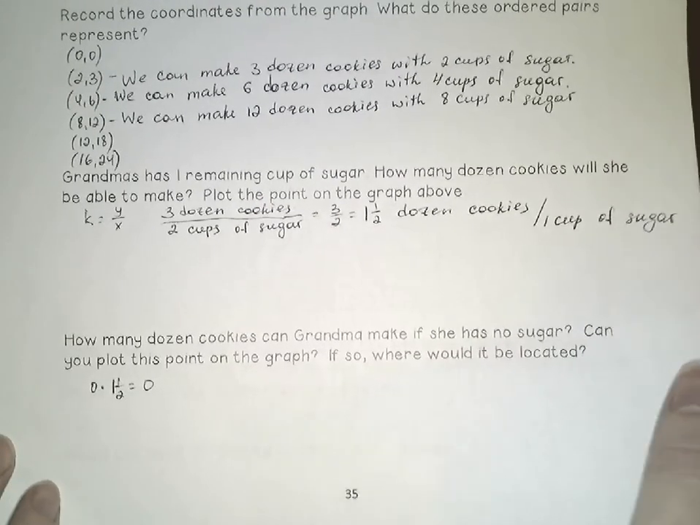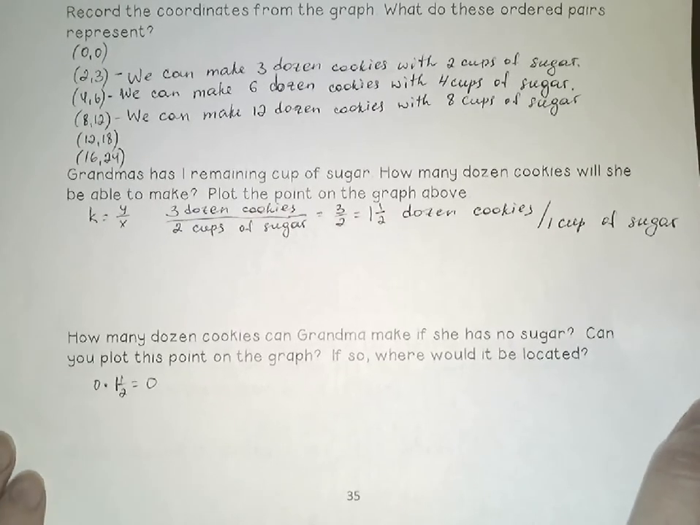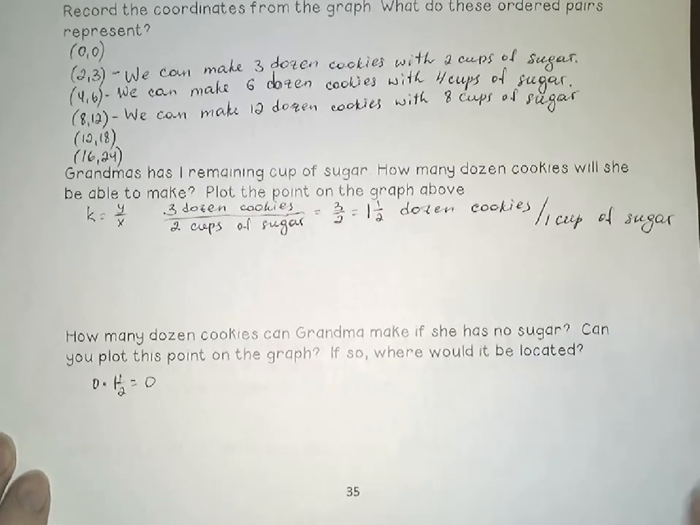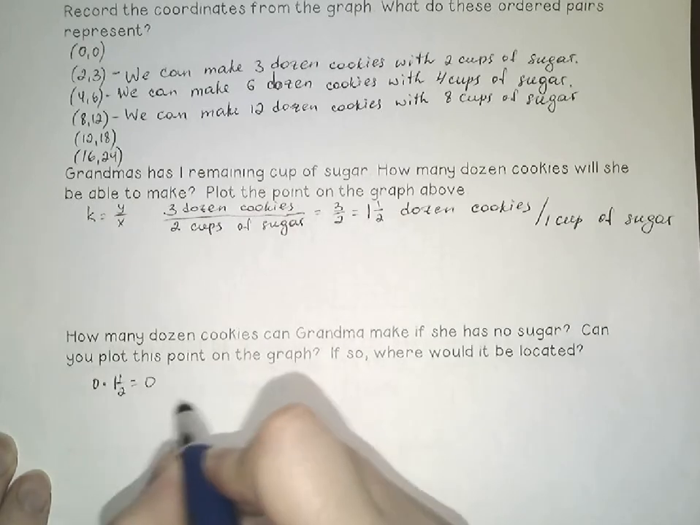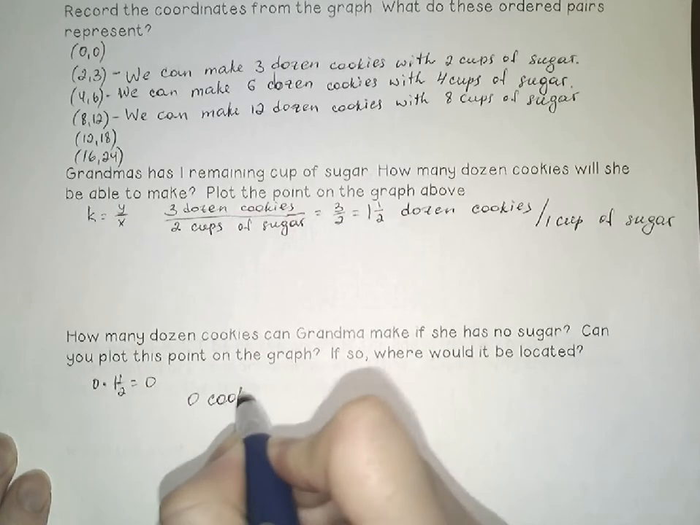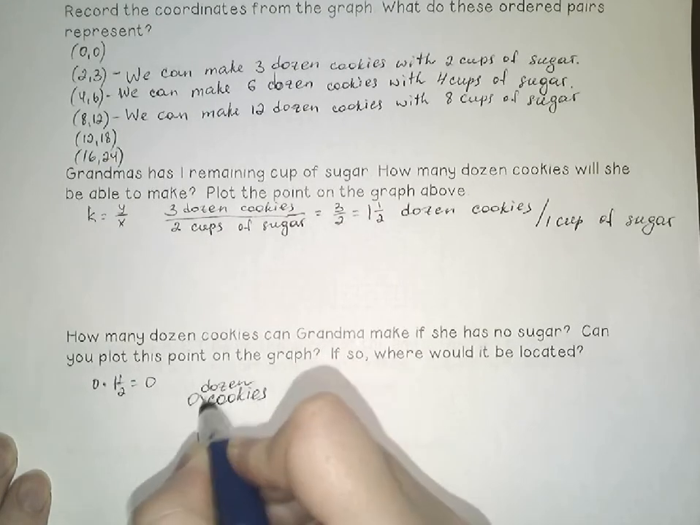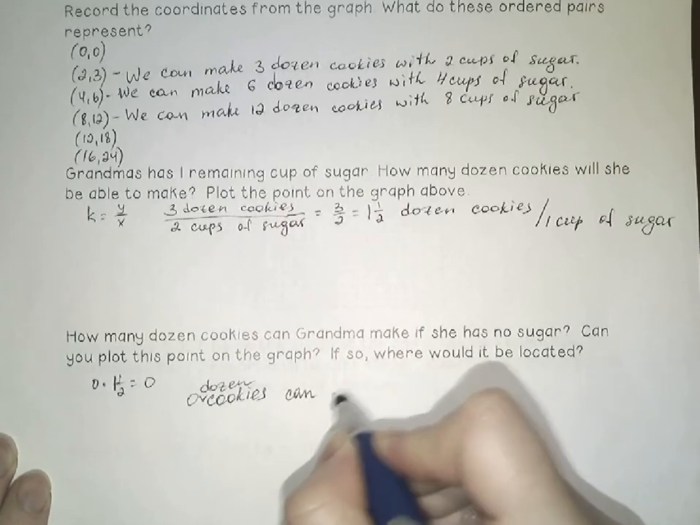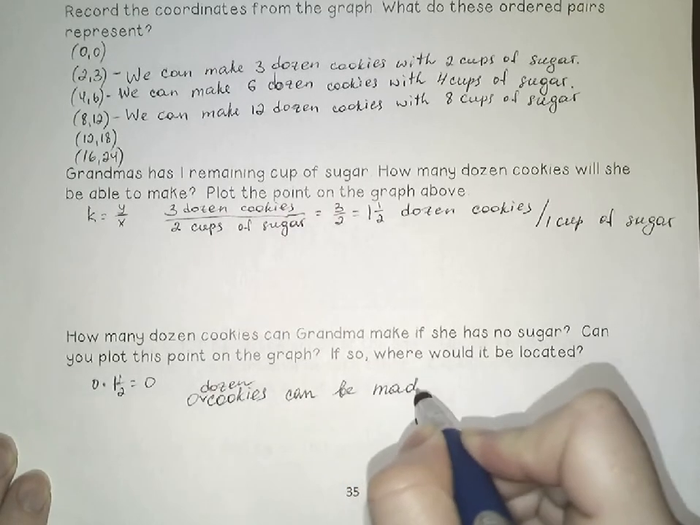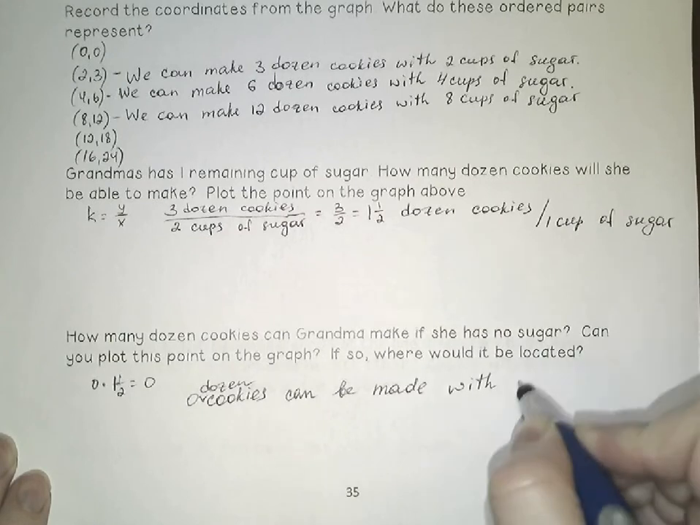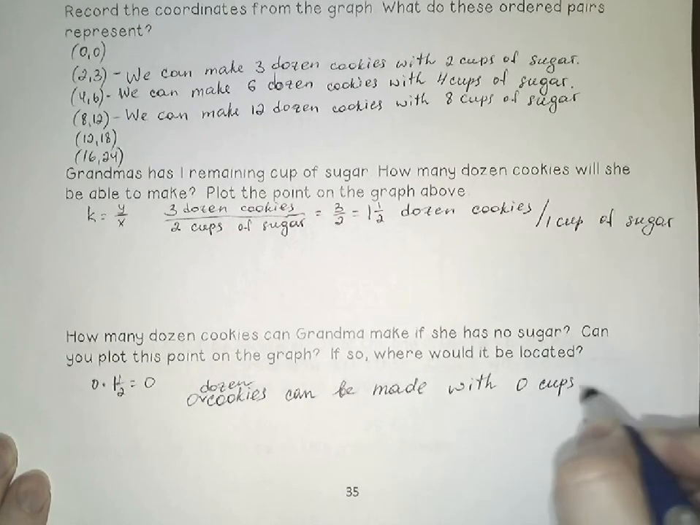Of course, there are recipes right now that you can make very, very delicious cookies without sugar. However, in this recipe, following the proportional relationship, we cannot make cookies without sugar. Okay? We plotted that point on the graph. We found it. 0 dozen cookies can be made with 0 cups of sugar.